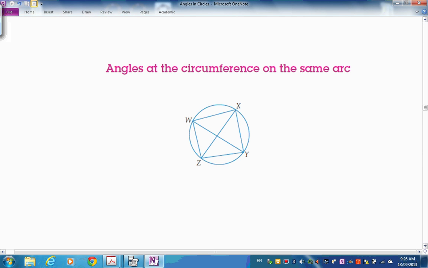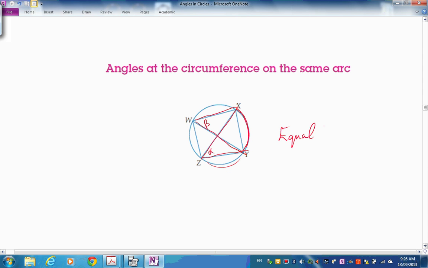Okay, angles at the circumference on the same arc. Well, let's have a look. Here's arc XY, and 2 angles are traced back to that. That's alpha, and this one is traced back. Call it beta, and you've got other arcs around here doing the same thing, but those 2 are sitting on the same arc. They look equal to me.